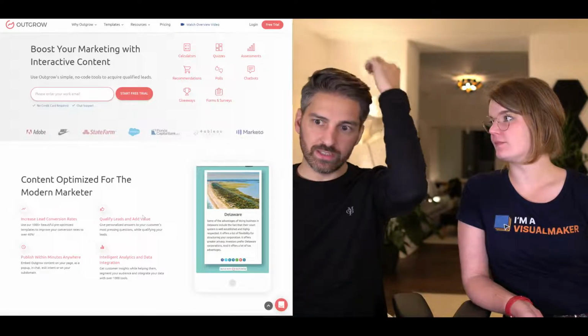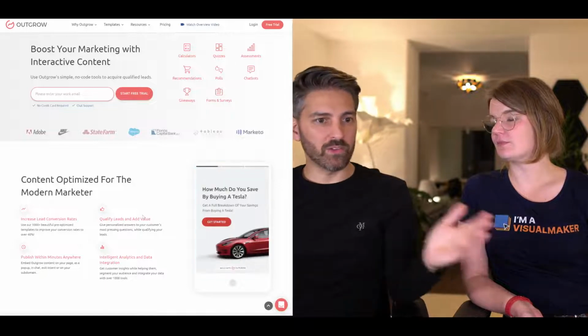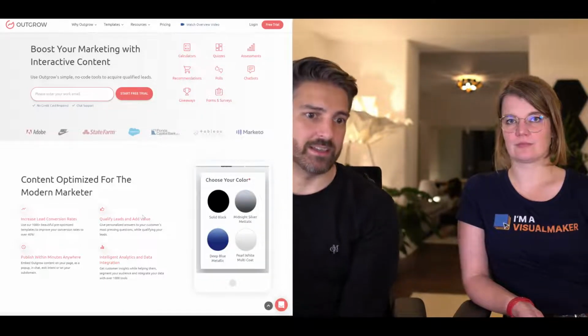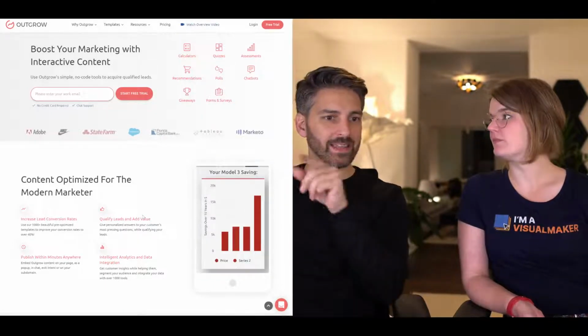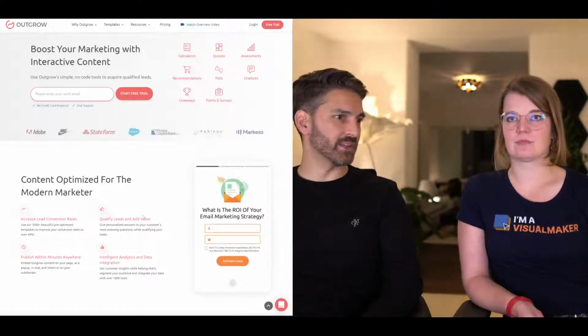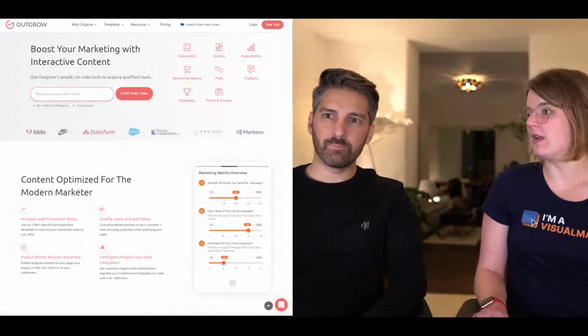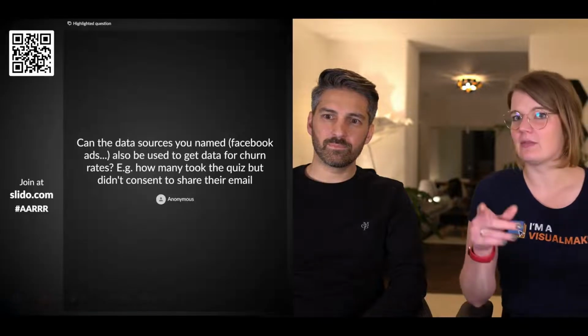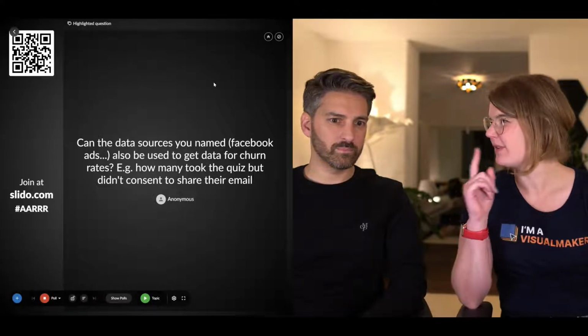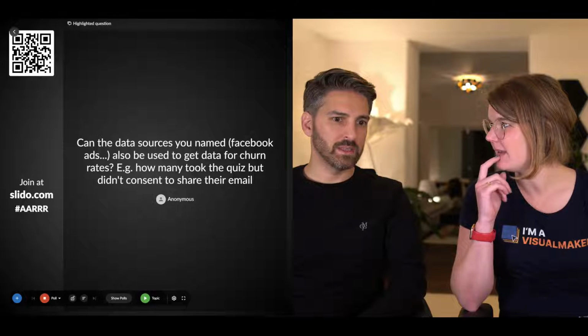The solution is putting all of the quiz spreadsheet data into Google Sheets and then looking at whether they consented or not. But it only works with different tools. Like with Outgrow, it works. Not sure if it works with Typeform as well.